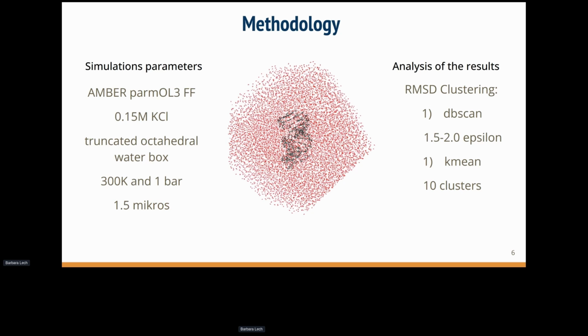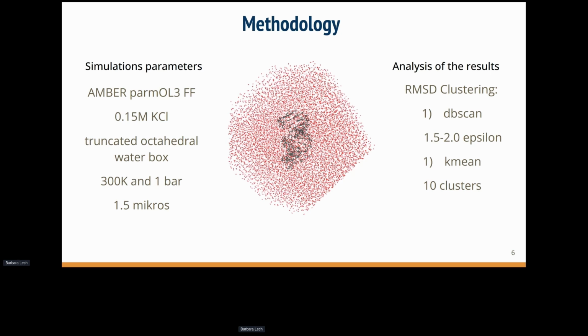I performed simulations in Amber with the ff14SB force field. Each system was enclosed in a truncated octahedral water box with 0.15 molar salt, and each simulation was held at 300 kelvin and 1 bar. For each of the 5 systems, I obtained 1.5 microseconds of simulation. At the end, I used RMSD clustering, DBSCAN, and Chymine to better understand the results.